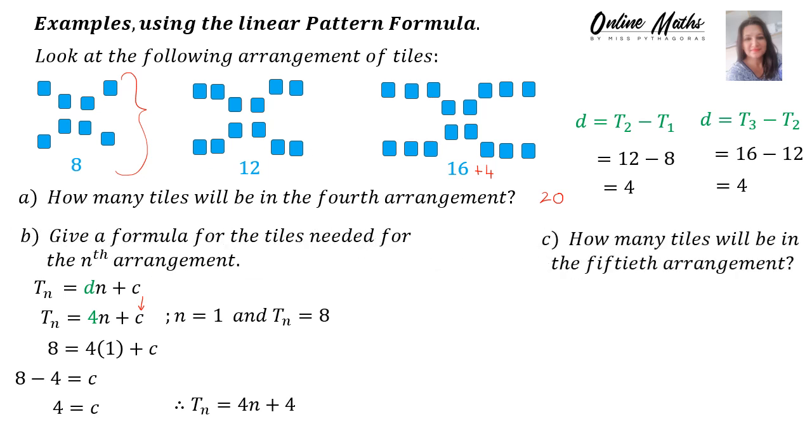C. How many tiles will be in the 50th arrangement? You agree? It will be silly to add 4, add 4, add 4. We don't do that. We use the formula that we just calculated. Tn is equal to 4n plus 4, and in n's place we substitute 50, and then the answer is the 50th term's value will be 204.